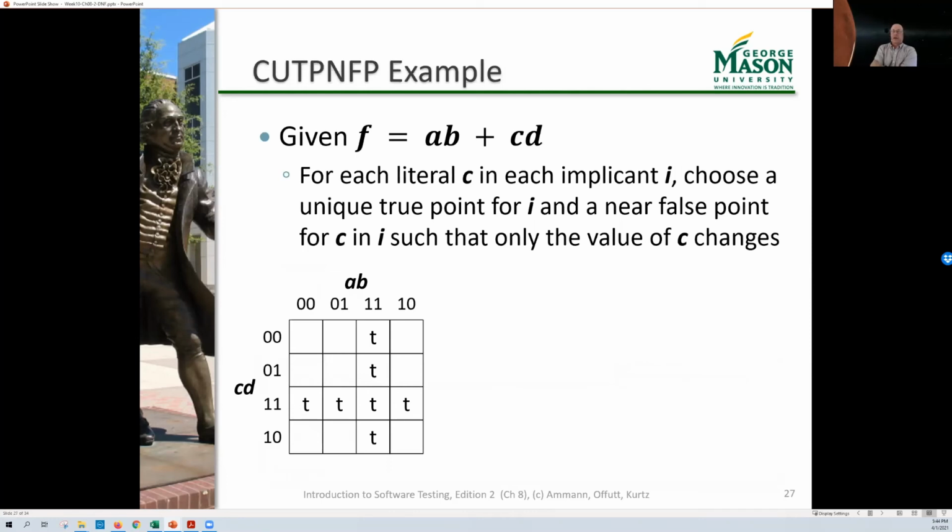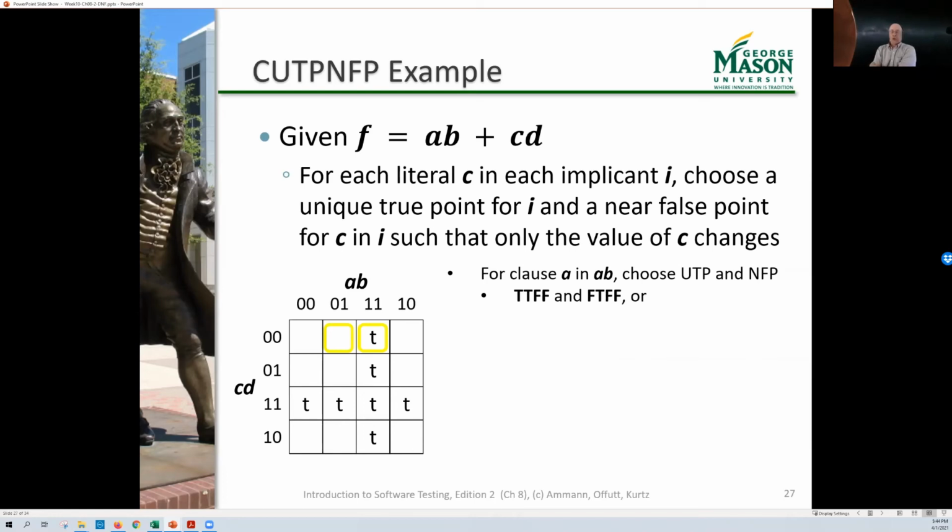We're going to go back to AB or CD. We understand AB or CD pretty well by now. So what's our process? We're going to take each implicant or each clause, and we're going to find a unique true point and a near false point. So for A in AB, we first want to find a unique true point. A unique true point could be true, true, false, false. And a near false point would be taking that unique true point and just changing A from true to false. So that'll take us over here. That's our corresponding near false point.